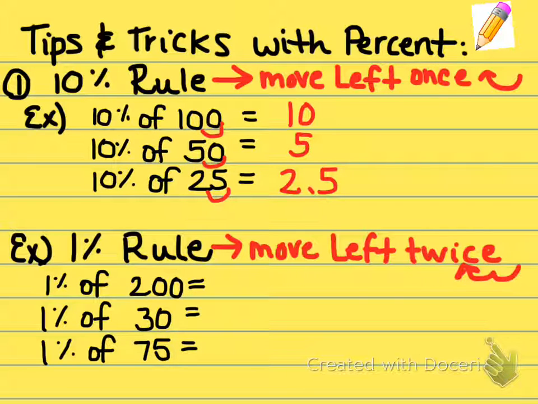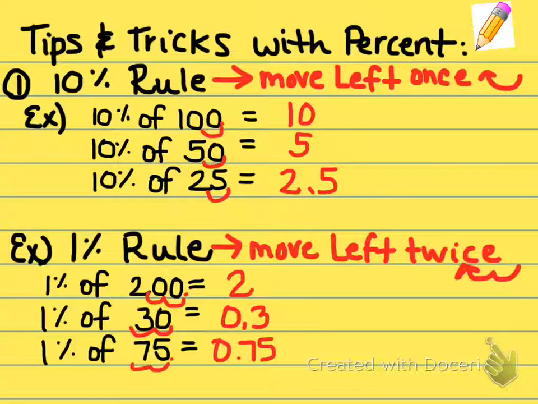So along the same lines, we've got the 1% rule. This means you're going to move your decimal to the left 2 times. Okay, so again, 1% of 200, you've got your decimal point at the end of your whole number. You're going to move it over twice. 1% of 200 is 2. 1% of 30, again, you need to move that over twice, so the answer would be 0.3. 1% of 75, again, you've got your decimal at the end, you're going to move it over twice, so your answer would be 0.75.